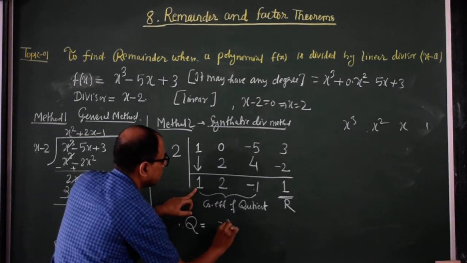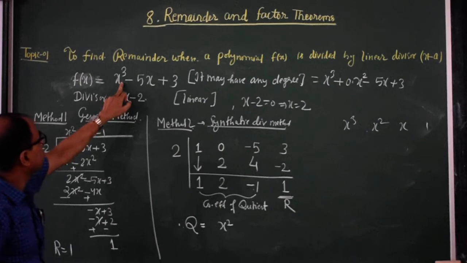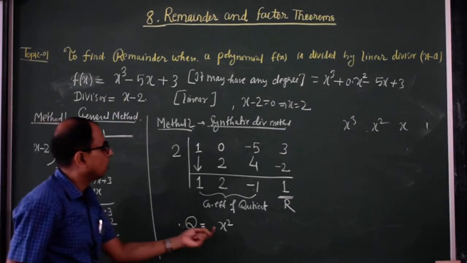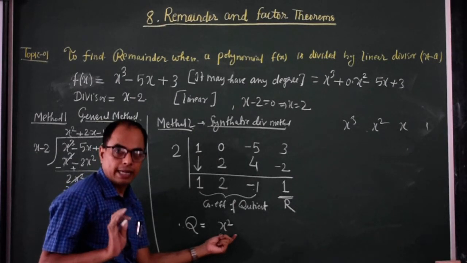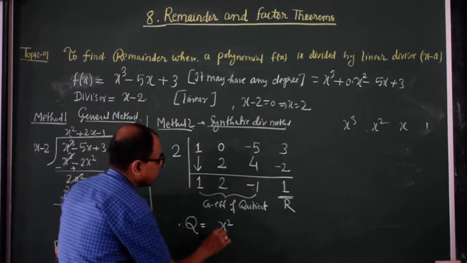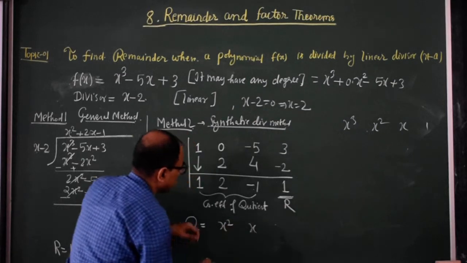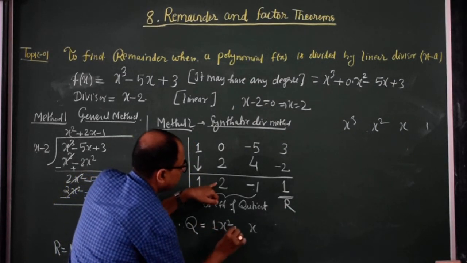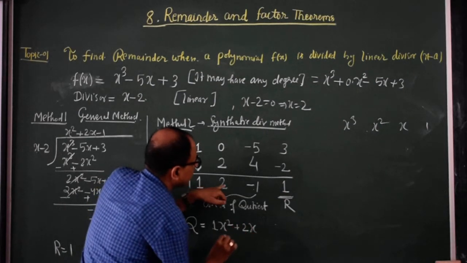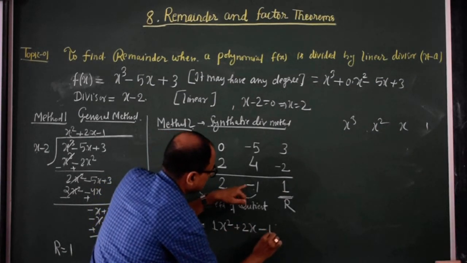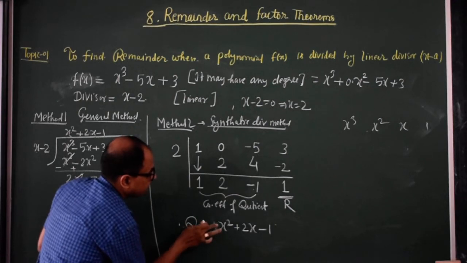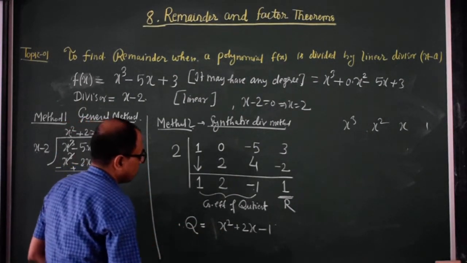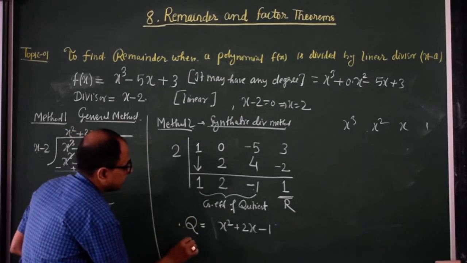When this cubic polynomial is divided by a linear divisor, of course the degree of the quotient will be second degree. So x square, x, and a constant. The coefficient of x square will be 1, the coefficient of x will be plus 2, and the constant will be minus 1. There is no need of writing this one. So this is the value of the quotient.